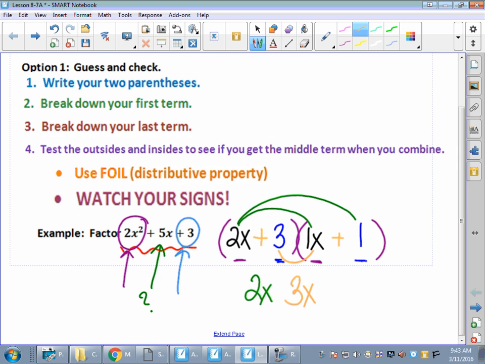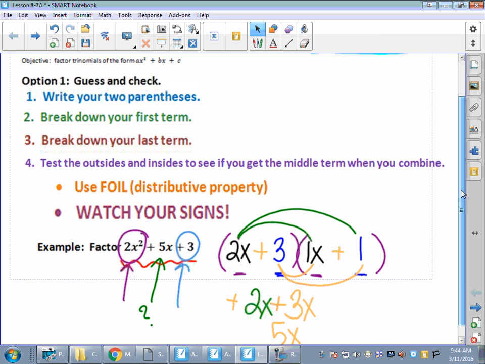I'm going to put a positive and a positive. I really should have put a positive and positive in there because positive 3 times positive 1 gives us that positive 3 for our last term. So positive 2x plus 3x gives us 5x. And we know that this one will work because 3 times 1, that's what we did. So we've got ourselves a factored answer. 2x plus 3 and 1x plus 1. All of your answers will look like that. Two binomials inside parentheses. Remember, the parentheses tell you you have factored. We'll do some more practice with this.